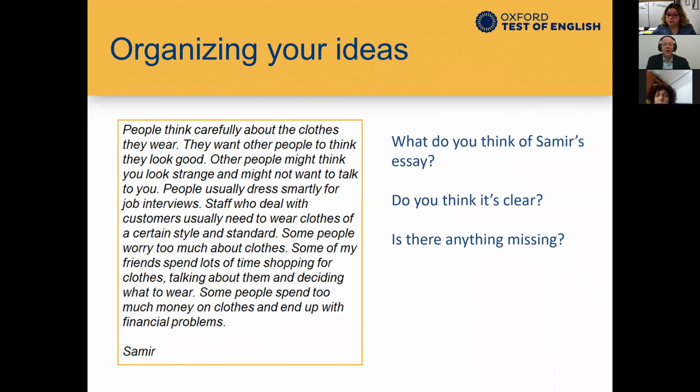People think carefully about the clothes they wear. They want other people to think they look good. Other people might think you look strange and might not want to talk to you. People usually dress smartly for job interviews. Staff who deal with customers usually need to wear clothes of a certain style and standard. Some people worry too much about clothes. Some of my friends spend lots of time shopping for clothes, talking about them and deciding what to wear. Some people spend too much money on clothes and end up with financial problems. Okay, what do you think?